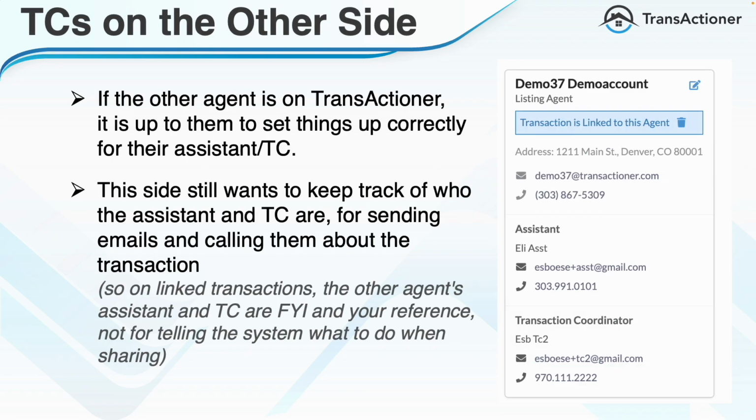TCs on the other side. If the other agent is on TransActioner, it is up to them to set things up correctly for their assistant and or TC. Your side will still want to keep track of who the assistant and TC are because you might be sending emails to them or calling them about the transaction. So you still want to add their information into the Parties tab so you have access to their information and save this with the transaction.